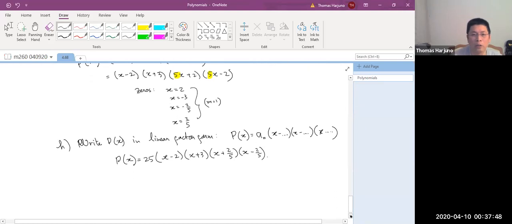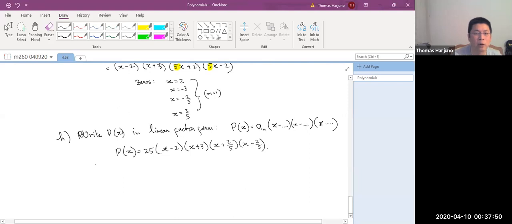And then actually to go a bit further, we are about to graph this though. So what's the Y-intercept, the X-intercept? I think we are aware of all of them. Y-intercept will be (0, 24). The X-intercepts are (2, 0), (-3, 0), (-2/5, 0), (2/5, 0).